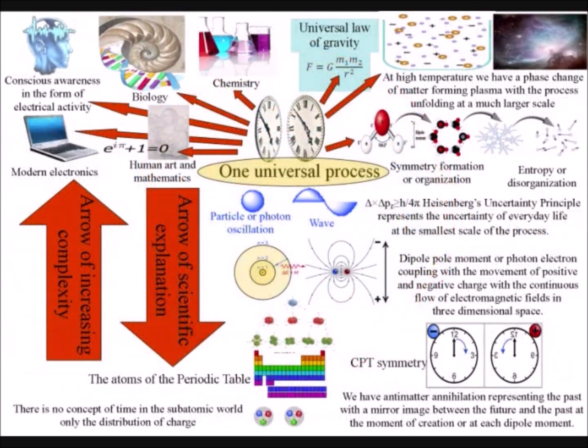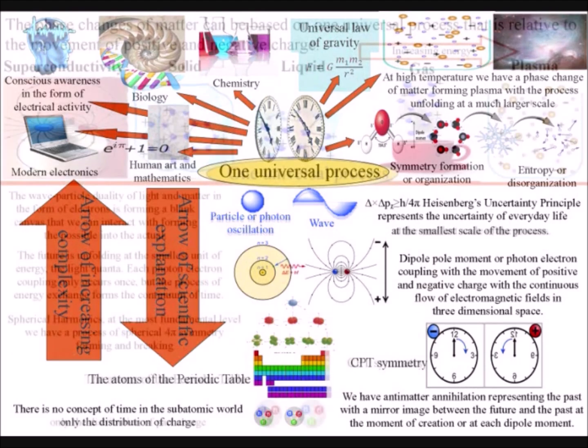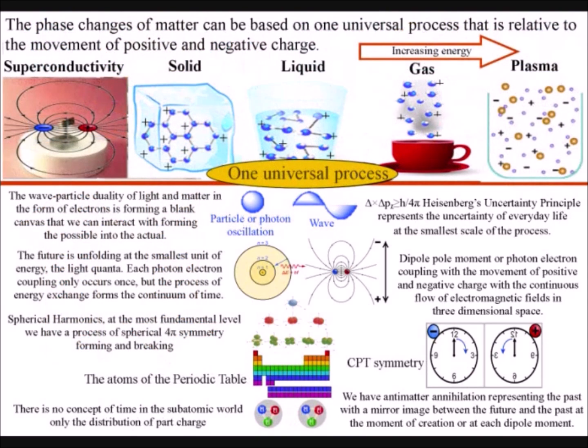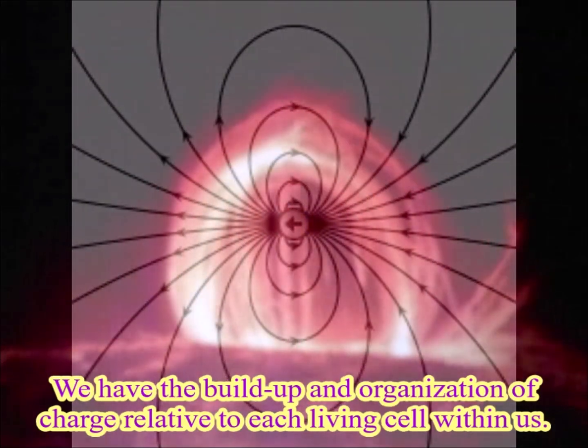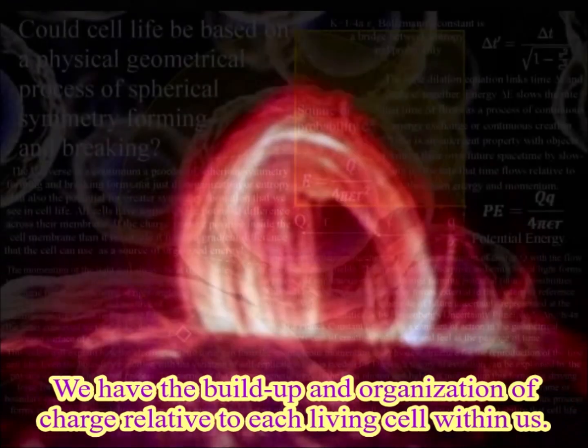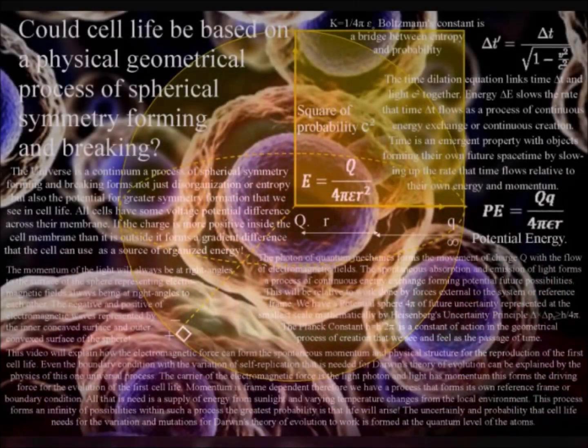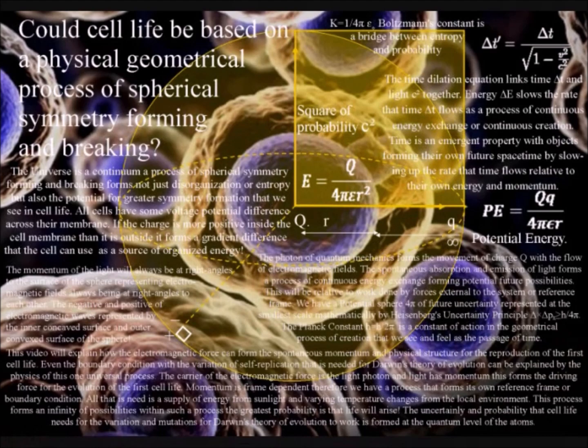In these videos, I say that we have a geometrical process that is relative to the atoms of the periodic table, but at high temperatures we have a phase change in matter, with the same geometrical process unfolding over a much larger scale, with charge being able to cover a large area of interstellar space. It is hard to get your head around the idea that the very small world of our everyday life can be based on the same geometry as the large objects of interstellar space.